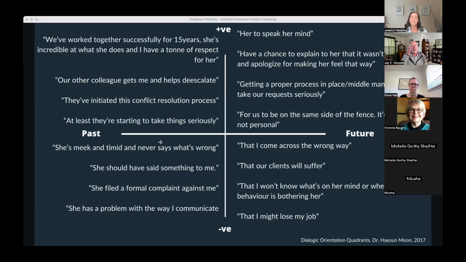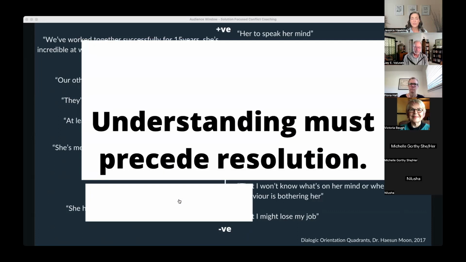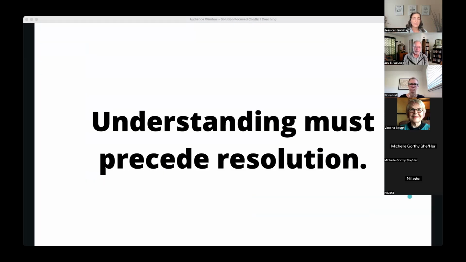And at least they're starting to take things seriously. So now we have a lot more information about what's going on, which will give him more entry points into the conversation. So really, something I find really important to understand when it comes to conflict is that understanding must precede resolution.